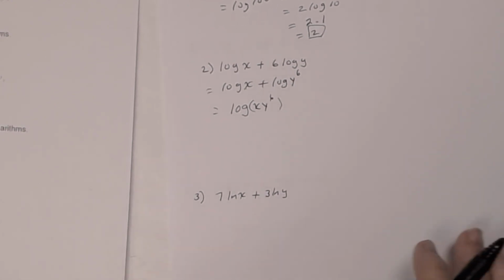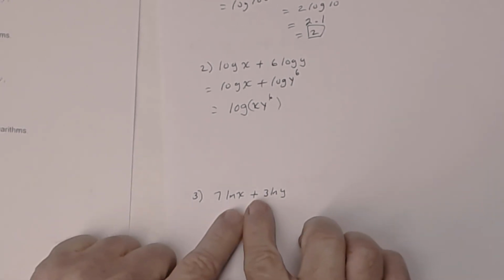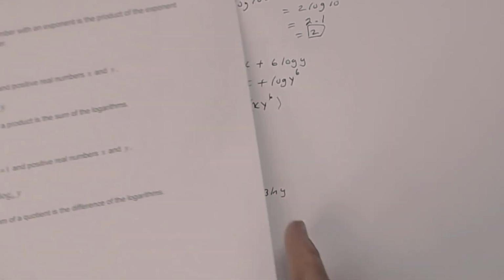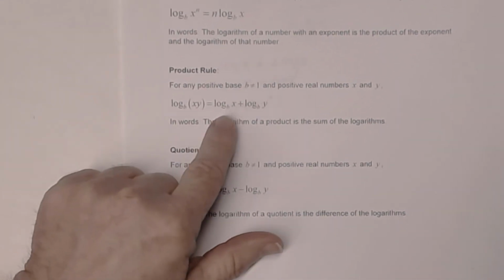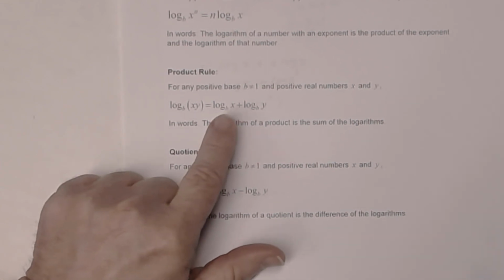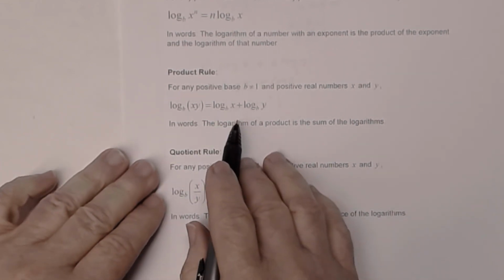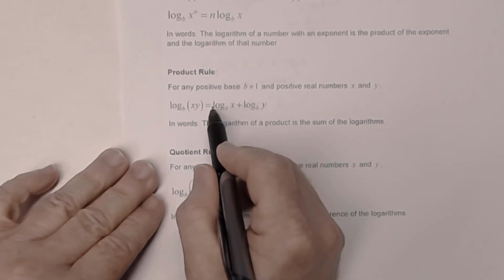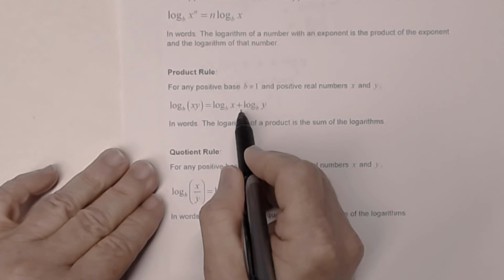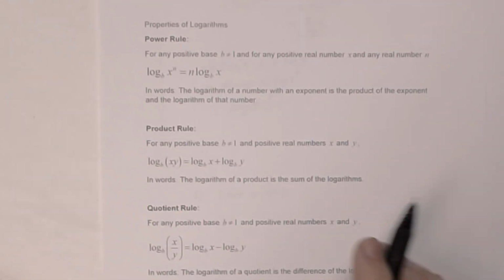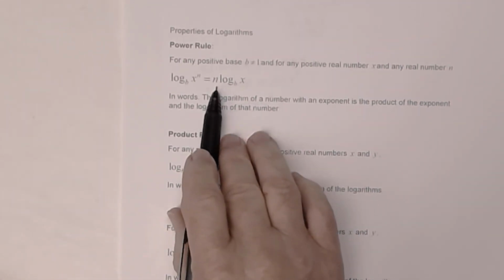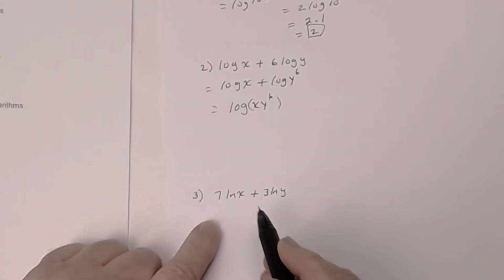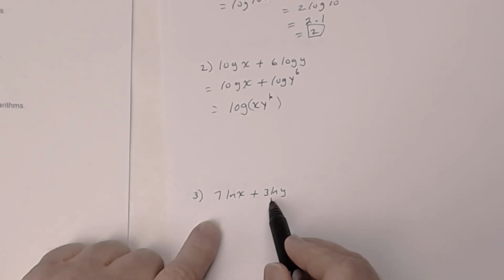Okay, number 3. So number 3, you have the sum of logarithms, right? So your first idea is, well, since that's a sum, I can use the product rule. That's true, but remember, when using the product rule, when you're condensing, you have to make sure that those coefficients in front of the logarithms is 1. If not, then you can use the power rule. So in both of those cases, see that? In both of those cases, the coefficient is not a 1. This coefficient is a 7, and this coefficient is a 3.